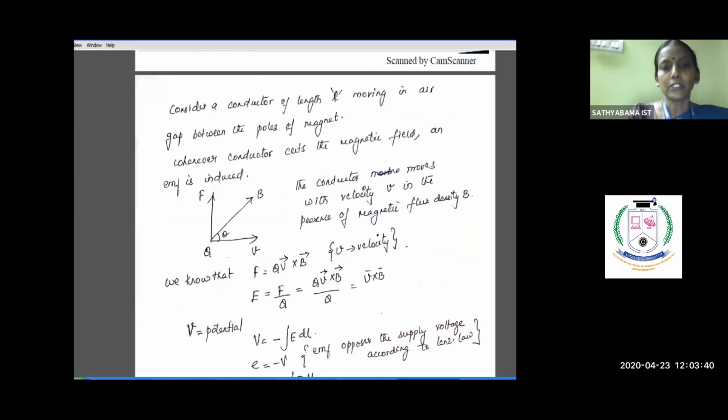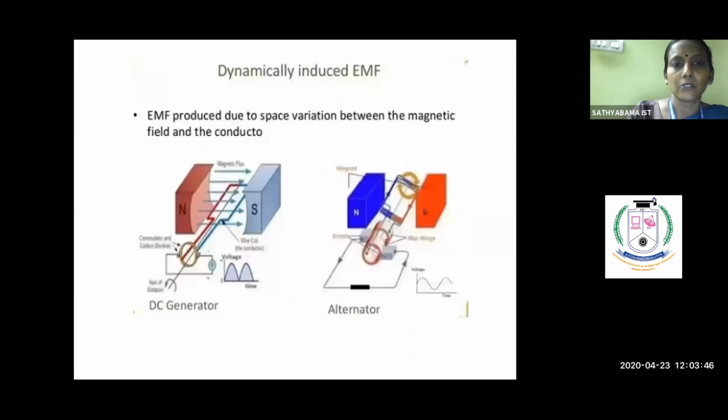Yes, so coming to the voltage equation. As I said, in this diagram we have a single turn conductor placed in the magnetic field. Whenever the conductor starts rotating, it cuts the magnetic field. When it cuts the magnetic field, there will be a change in flux, which induces an EMF. This EMF will always be opposite to the supply voltage here.